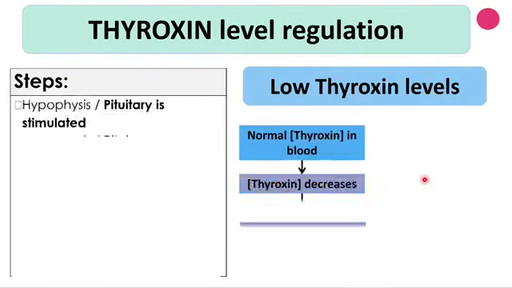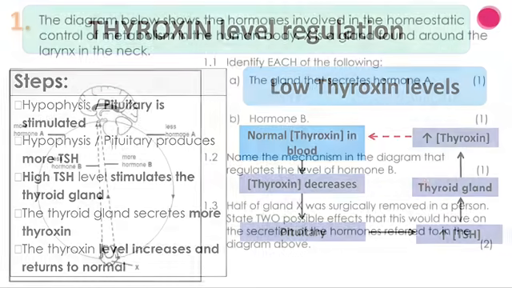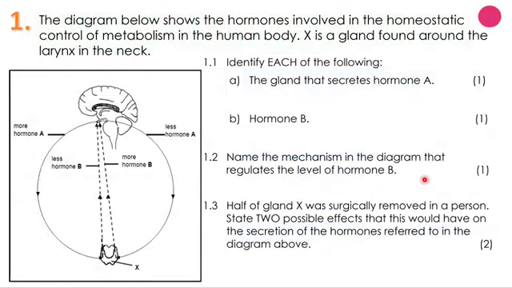Okay, so I'm going to take you through a possible exam question. So here we have a diagram that shows you the hormones involved in the homeostatic control of metabolism. So already you should know the only hormone involved in that is thyroxine.